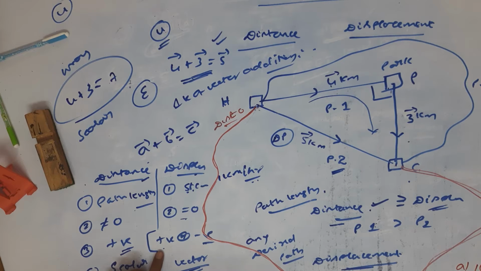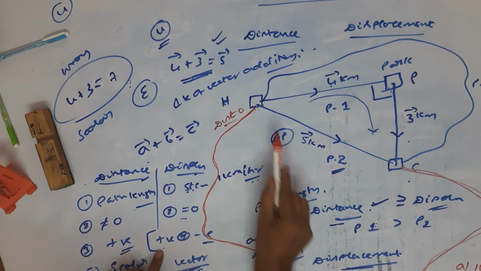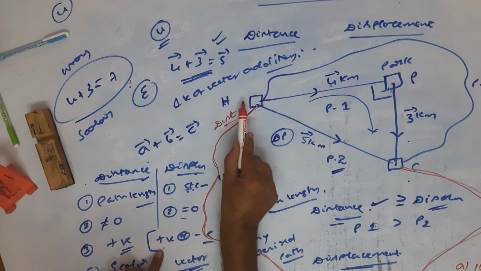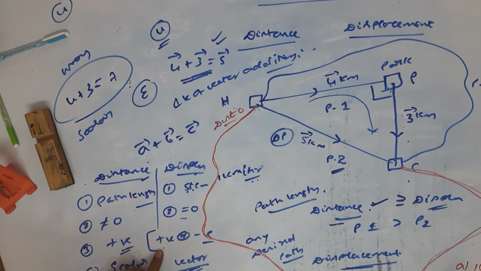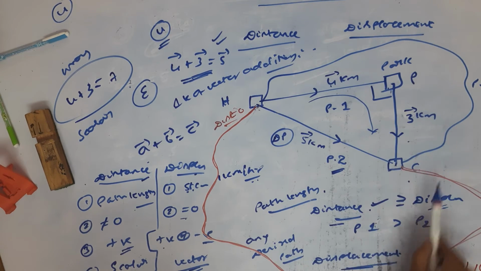So that's why, please remember, during a journey displacement can become 0. If you come back to where you started, displacement is 0, but the distance is never equal to 0. And the last thing is, distance is a scalar, you can choose any path, and displacement is a vector.